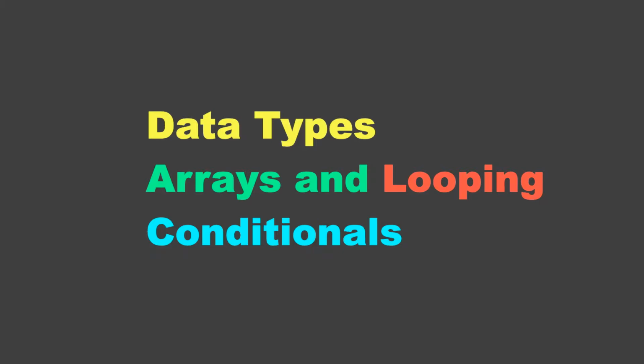Today I'm going to be covering comp sci in hopefully 3 minutes. We'll see how long this takes. So there's 4 categories that I'm going to cover today in comp sci. It's data types, arrays and looping, and finally conditionals. So first up we got data types.